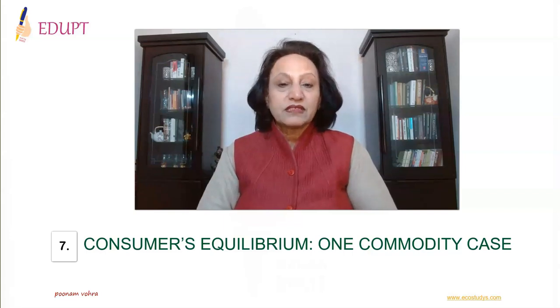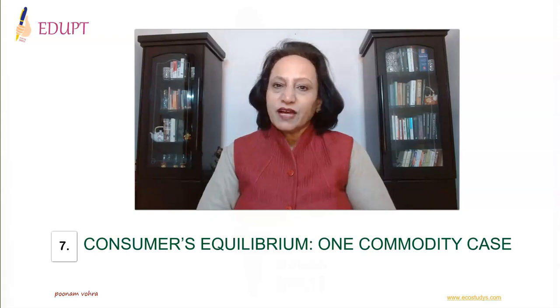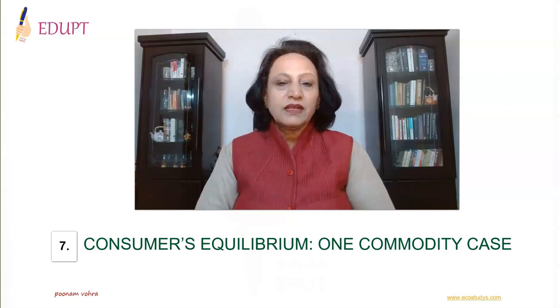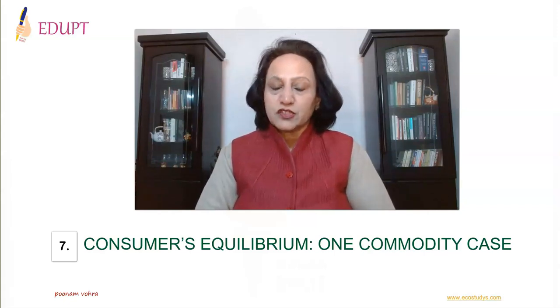This is the 7th session on utility analysis. So far, you have understood the concepts of total utility, marginal utility, in util terms, in money terms, relationship between total and marginal utility, and law of diminishing marginal utility. Keeping these concepts in mind, now it's the time to understand the basis of decision making by the consumer.